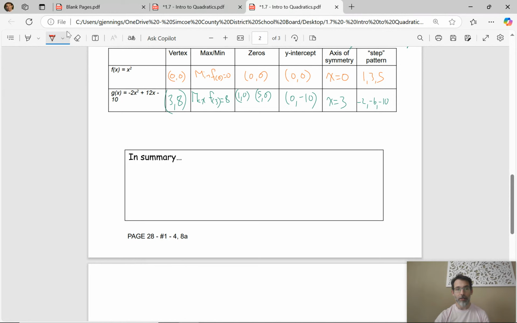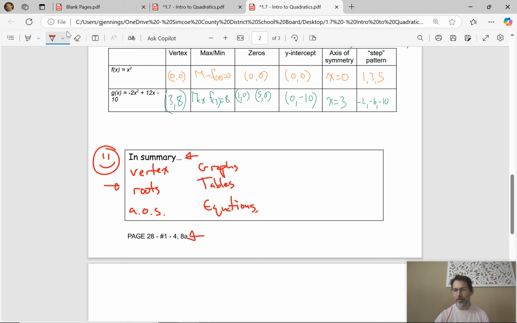So, in summary, practicing quadratics is cool. Try these. You can write your own notes in there that help you remember things. They could include words like vertex, roots, axis of symmetry, forms, graphs, tables, equations, etc.